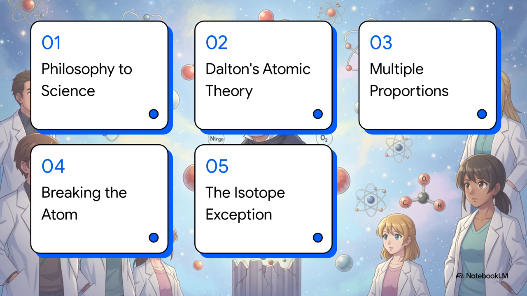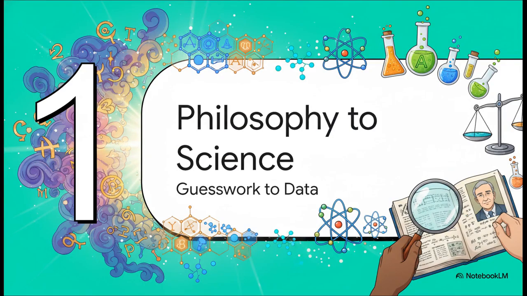Here is our roadmap. First, we'll trace the shift from philosophy to hard science. Then, we'll break down Dalton's atomic theory, dig into the law of multiple proportions, smash the indivisible atom, and finally explore the isotope exception. Part 1. Philosophy to hard science. From guesswork to quantitative data.